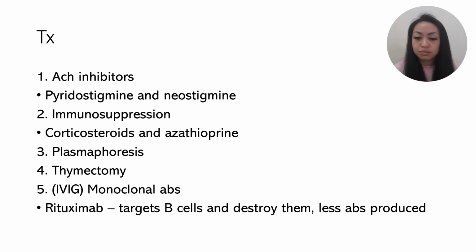So summary of treatment: acetylcholinesterase inhibitor, pyridostigmine, neostigmine, then your immunosuppressants like azathioprine, corticosteroids, thymectomy if there's thymomas present, monoclonal antibodies like rituximab targeting B cells so that they don't produce a lot of autoantibodies, and plasmapheresis, filtering out the autoantibodies from the patient's plasma.